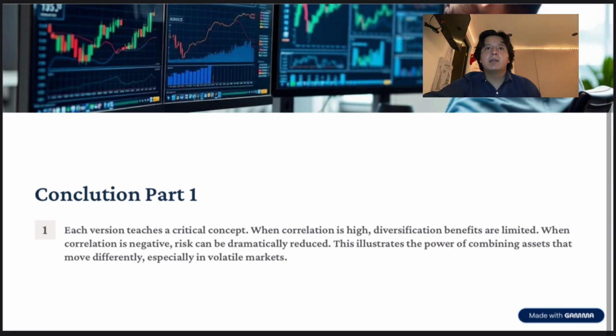And with this part, each version teaches a critical concept. When correlation is high, diversification benefits are limited. When correlation is negative, risk can be dramatically reduced. And this illustrates the power of combining assets that move differently, especially in volatile markets.